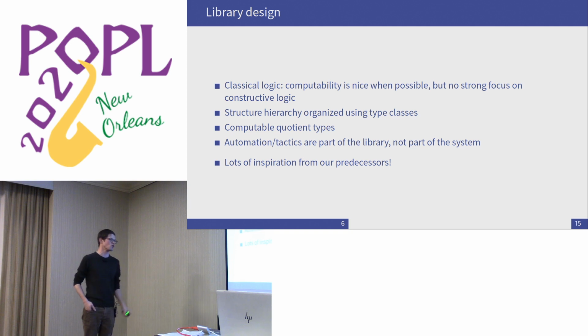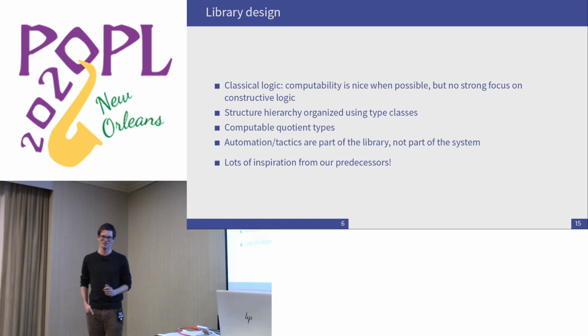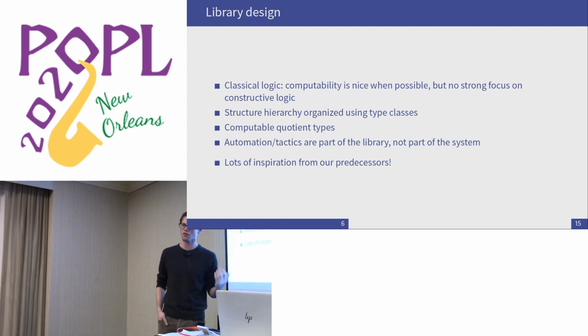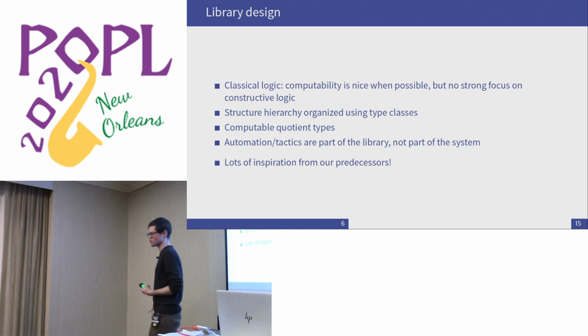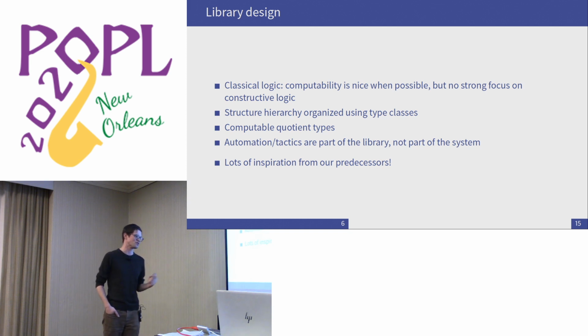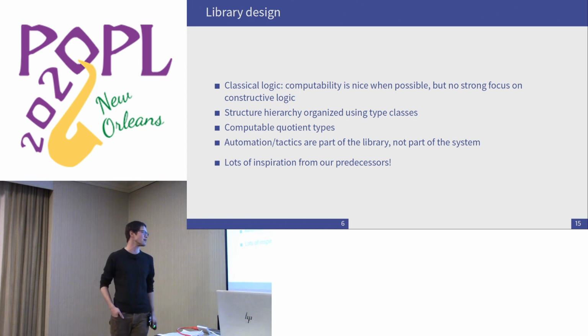So I'll go into a little more detail on a few parts there, but a few points first. Mathlib is classical in that we make no real attempt to remain constructive. When it's possible to write types that are computable, or write definitions that will compute, we try to do so, but it's not a priority, and there is no attempt made to refrain from using the law of excluded middle. The library is designed around type classes to manage the structure hierarchy, and my next slide will show that off.